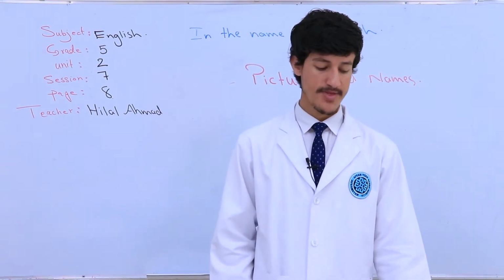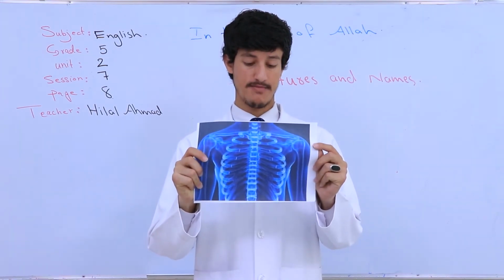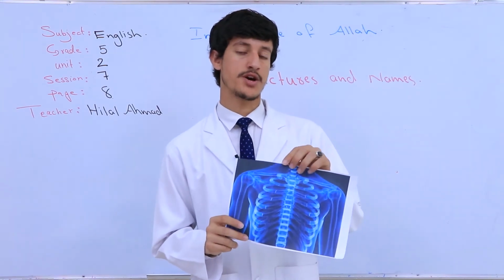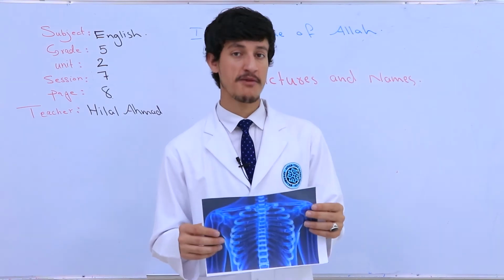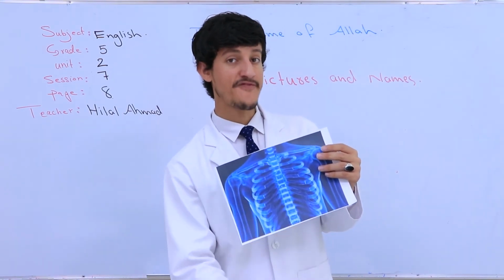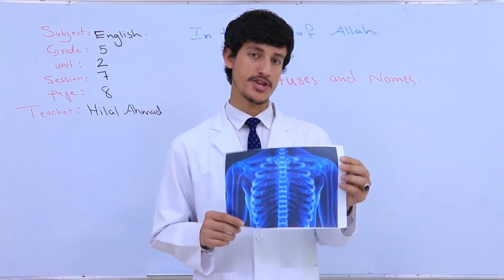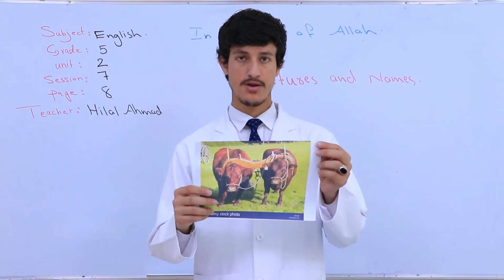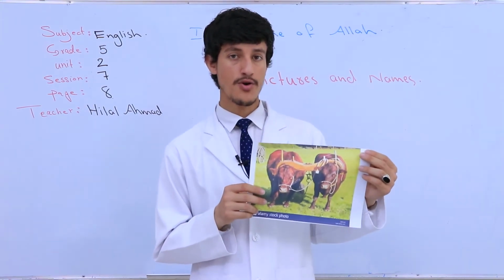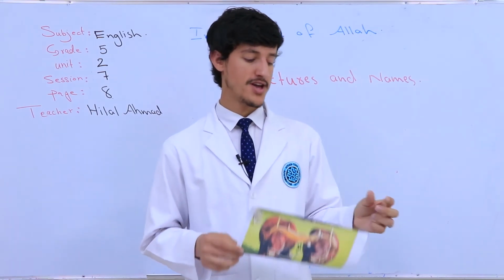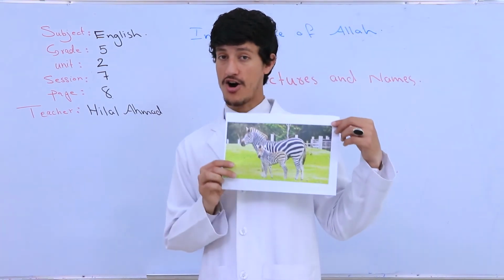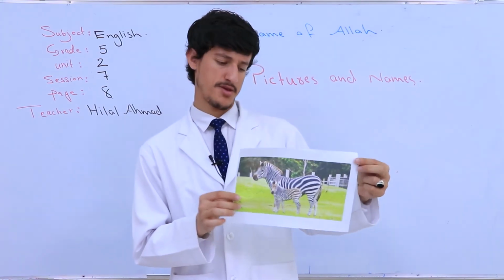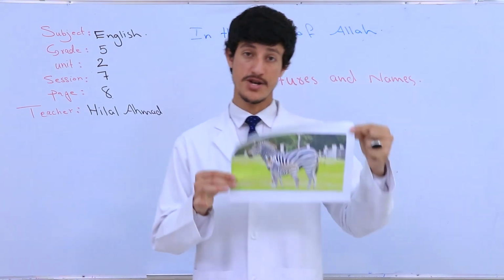Yes. The next is x-ray. What? X-ray. When our hand is broken, we go to the doctor for an x-ray. This picture is called x-ray. And the next is yolk. Yolk. Right? You know yolk? Yolk. And the last picture is zebra. What? Zebra. This is zebra. Do you see this? This is zebra.